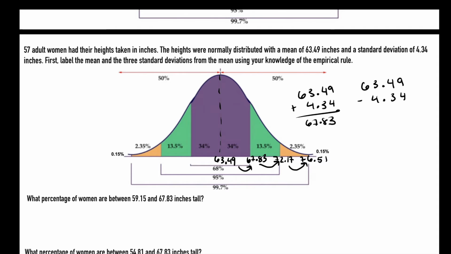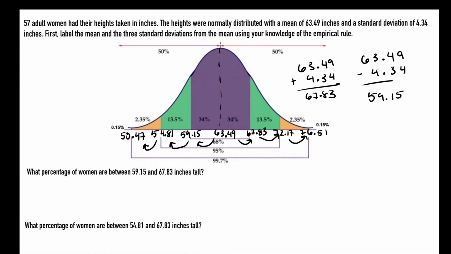That's going to give me my first standard deviation to the left as 59.15. Okay, and then similarly, we're just going to subtract another 4.34, and we get 54.81. And again, we subtract 4.34, giving us 50.47. So these are all of my values for my 3 standard deviations from the mean, as well as my mean located in the center. So let's answer some questions.